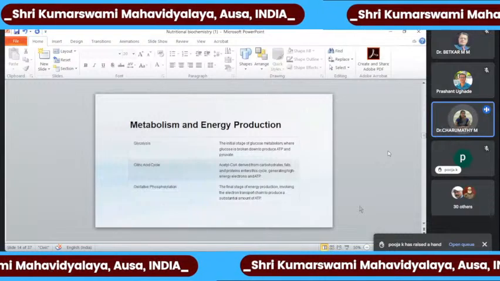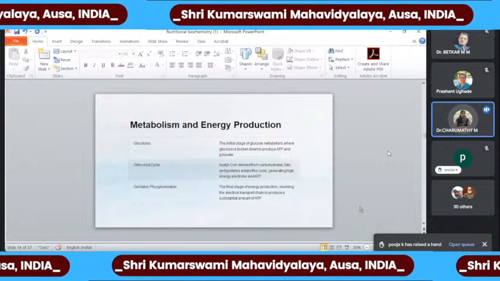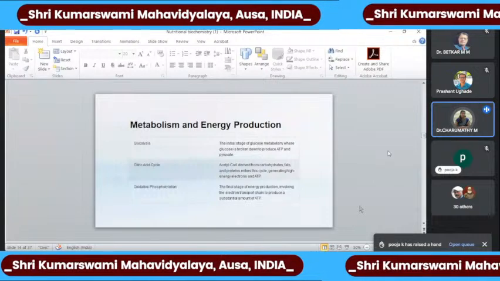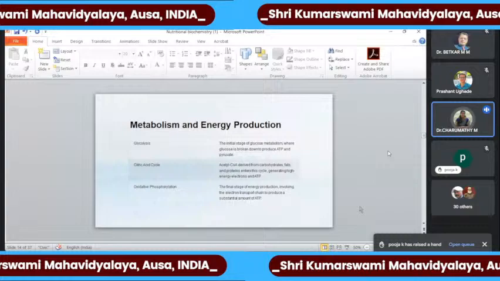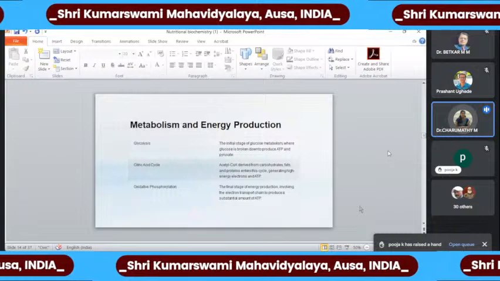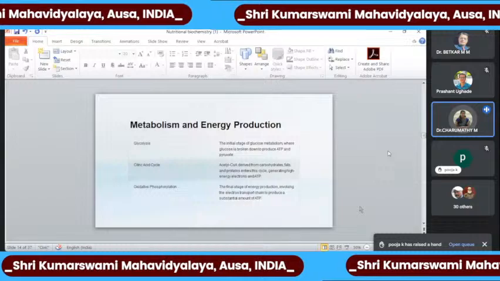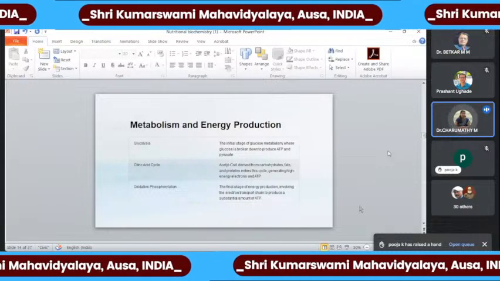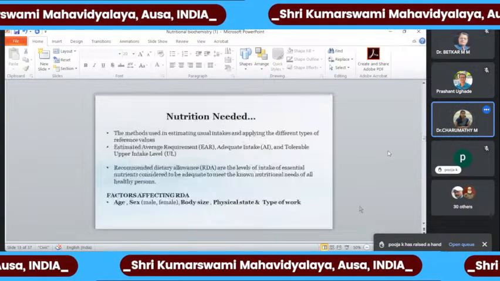So here the acetyl CoA undergoes oxidation to form carbon dioxide. Then there are so many pathways: the TCA cycle, gluconeogenesis, glycogenesis. Those are the pathways that we use for energy. And oxidative phosphorylation is the final stage of energy production, and it involves the electron transport chain to produce a substantial amount of ATP, that is energy.